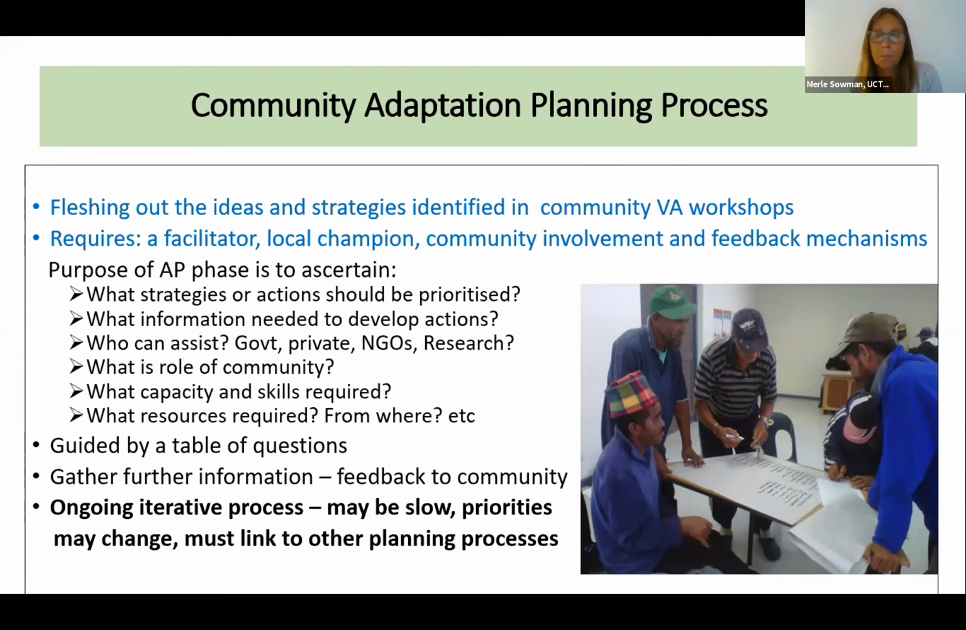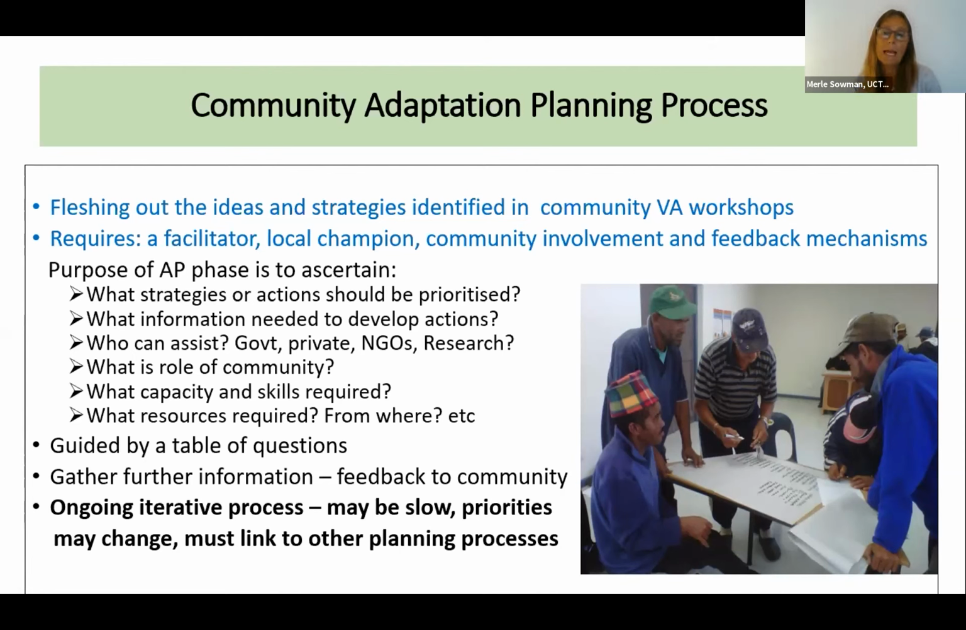So the purpose of the adaptation planning phase is to ascertain, based on what culminated in the vulnerability assessments, the strategies and actions that communities identified. Which of these need to be prioritized? And what information do we need in order to develop these actions and strategies into workable plans? Who can assist us? What role can be played by government, by the private sector, by NGOs, by research agencies and researchers? And then what is the role of the community? What actions do they need to play to progress this adaptation plan? What capacity and skills do they require? What resources do they require? And where do we need to get these resources from?